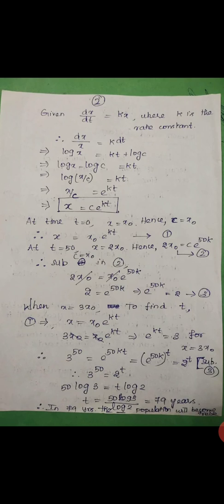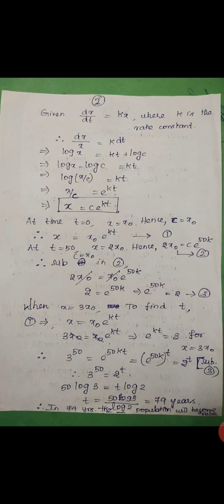We get x naught is equal to c into e power 0, and e power 0 is 1. Then x naught is equal to c. I substitute c equal to x naught in the above equation, and we get x equal to x naught into e power kt. Initially we had to find the value of c and then substitute it in the equation. Let us assume this is equation number 1.